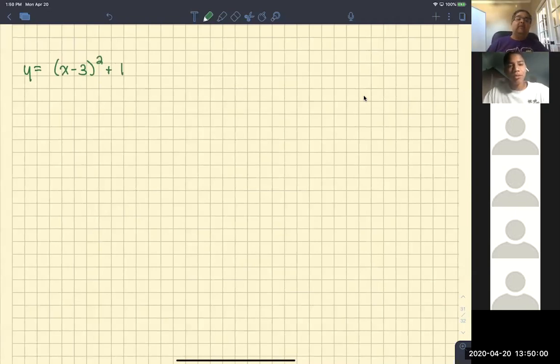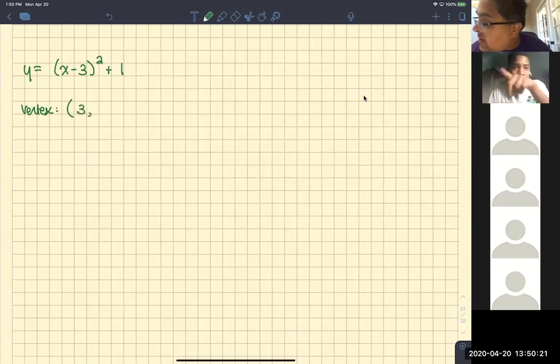Okay, here's a quadratic whose graph is a parabola. Can anyone tell me what the vertex of this parabola is? What is the vertex of this parabola? Three and one. 3, 1, right. Negative 3 and 1. Not negative 3, 1, 3, 1.